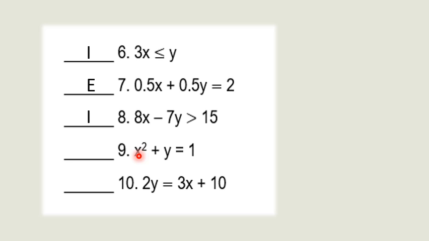So it means this is a quadratic equation because of the equal symbol, and the exponent is 2. Therefore, we need to write the letter N, neither of the two. And number 10, 2y equals 3x plus 10, equations, that is letter E.